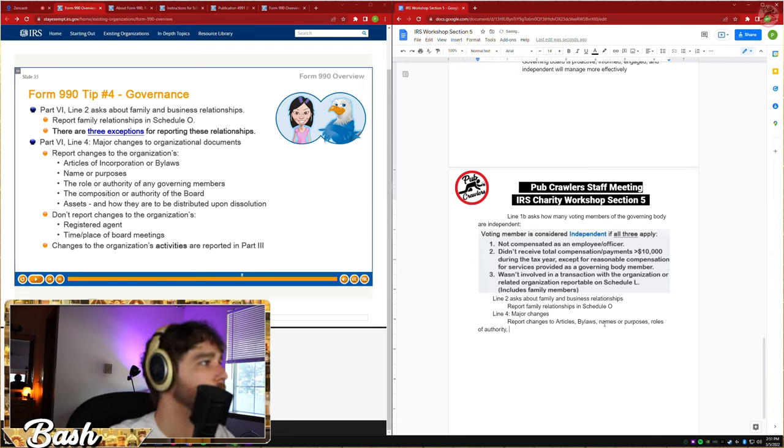So when it says don't report changes to the organization's registered agent, like that's one of the bullets, is a registered agent meaning like an officer? No, a registered agent would be like a lawyer that represents us. Ah, I see. Okay.